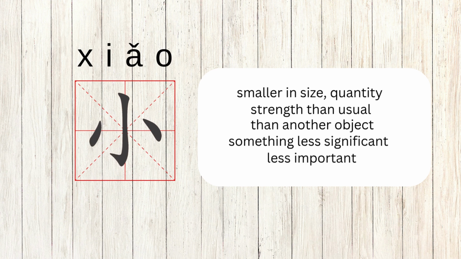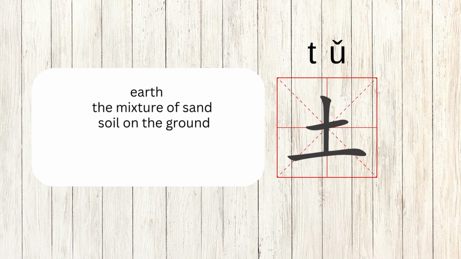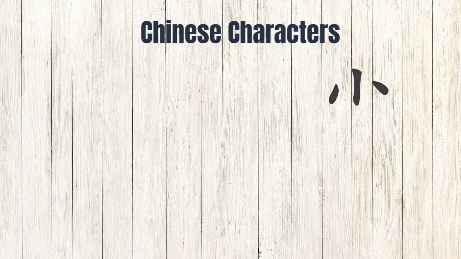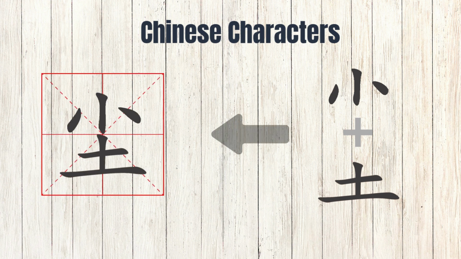The basic meaning of tu is earth, the mixture of sand and soil on the ground. Sometimes it's also used to describe something old-fashioned or locally made. Today, the new character we're going to learn is made up of these two characters. Xiao is on top and tu is at the bottom, just like this.